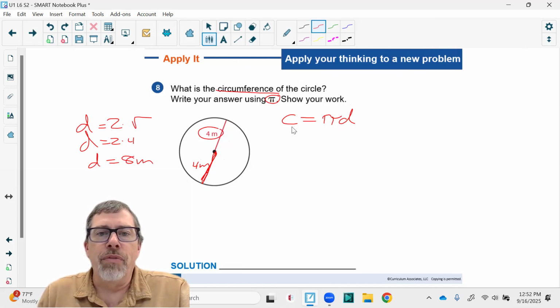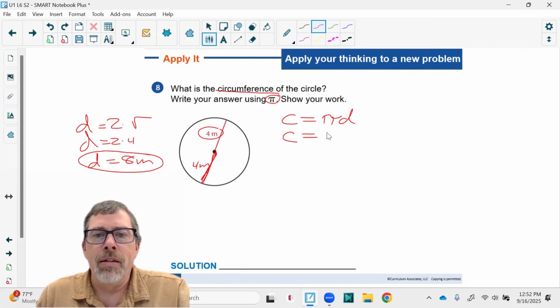Okay, what's the circumference of the circle? Well, C equals, 4 and 4 is 8, so this is my d. So you write pi times 8 m. So putting this in the proper order is C equals 8 pi meters. Okay, and that's showing your work.